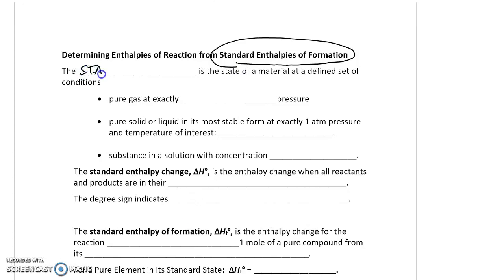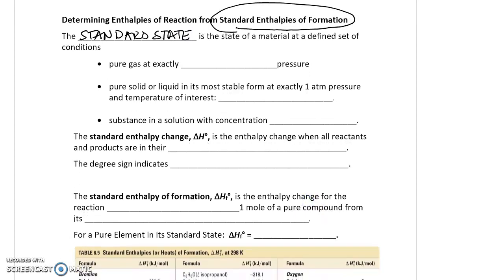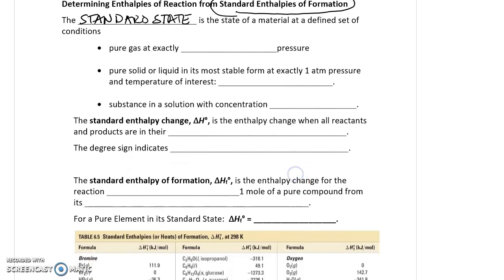The standard state is the state of our material, and we're going to define it using a set of conditions. The conditions are as follows. For our pure gas, the condition is 1 atm. For our pure solids and liquids, the temperature is going to be 25 degrees Celsius. And for solutions, it's going to be 1 molar.